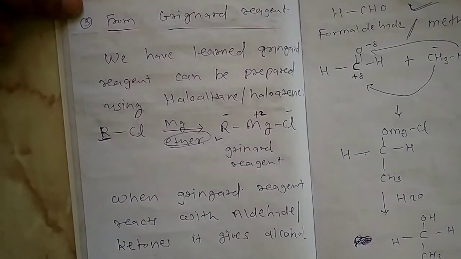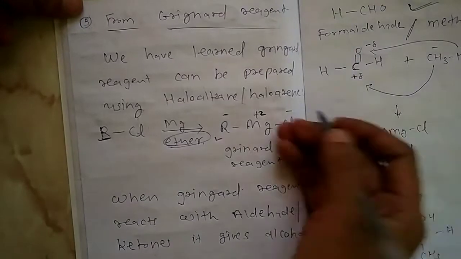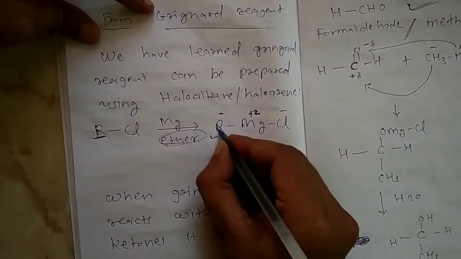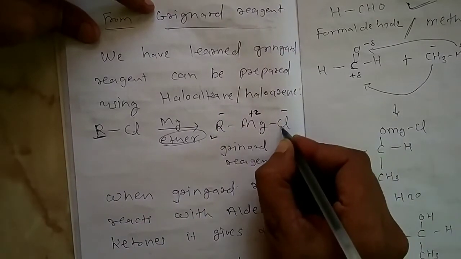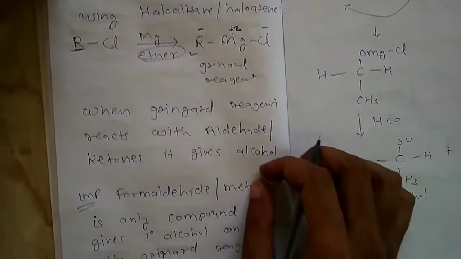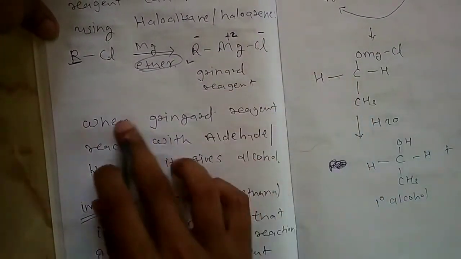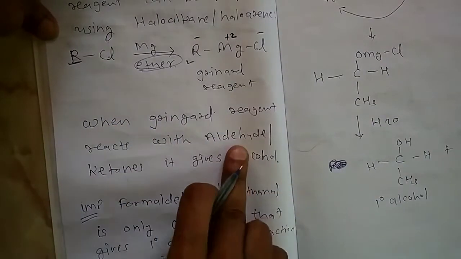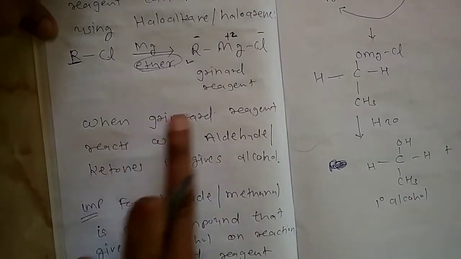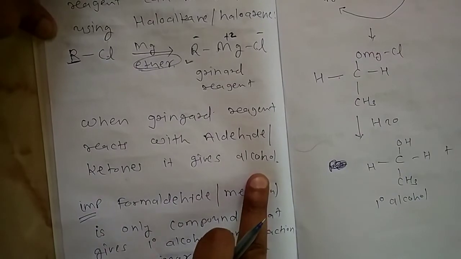Now what are the charges here? Charges are very important here. They will be used in the reaction. Mg has +2 charge. R has negative charge. Cl is negatively charged. Okay. Now this one is our Grignard reagent. When Grignard reagent reacts with aldehyde or ketone, it gives alcohol.